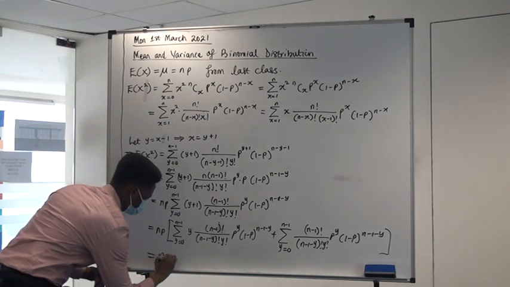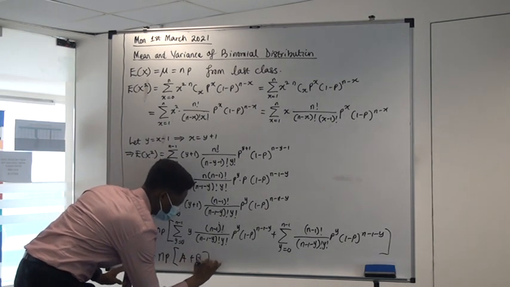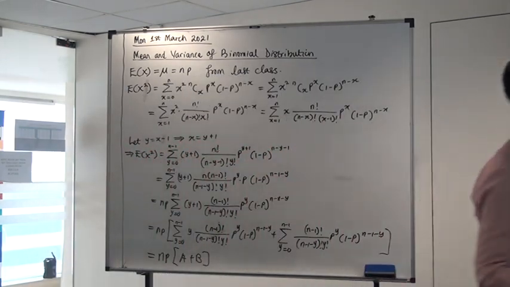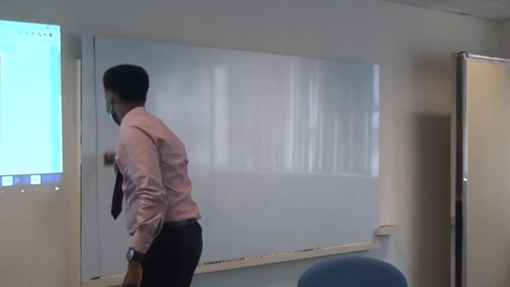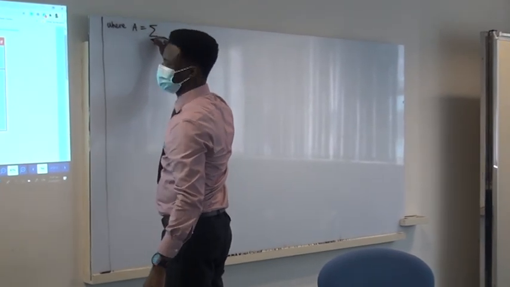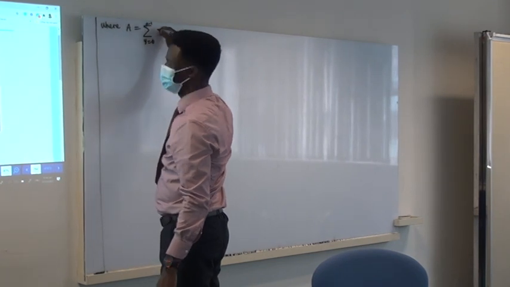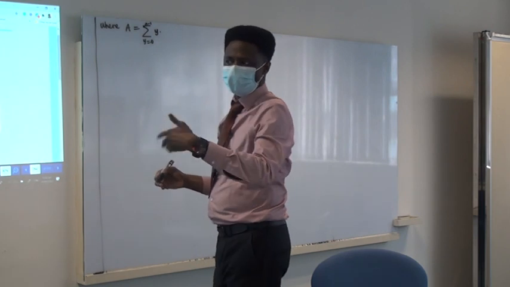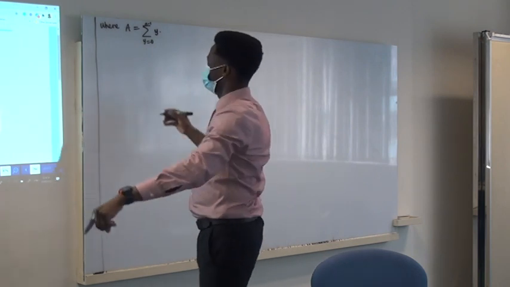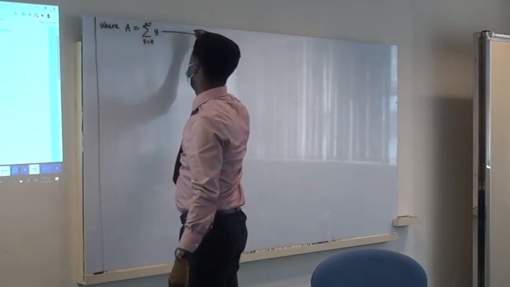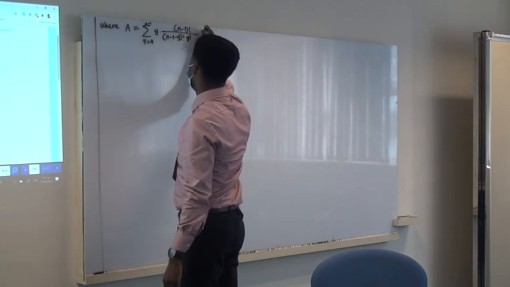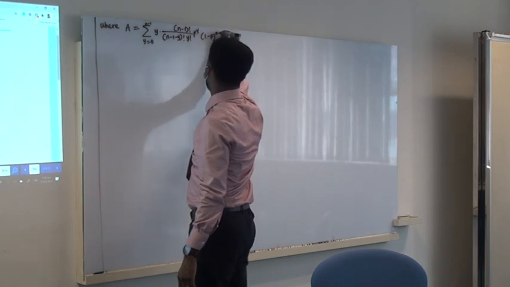So let's say np into brackets A plus B. A is the first one, B is the second one. Now let's simplify A and B separately. So A is equal to the summation, y equals 0 to n minus 1, y times, and again, instead of y times, can we skip that step because of the factorial? There's a y factorial at the bottom. Or maybe I write it first. Let's write it first: n minus 1 minus y factorial, y factorial, n minus 1 at the top, then p to power y, 1 minus p, n minus 1 minus y.